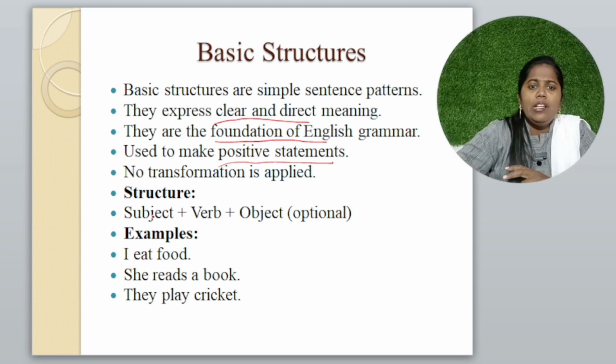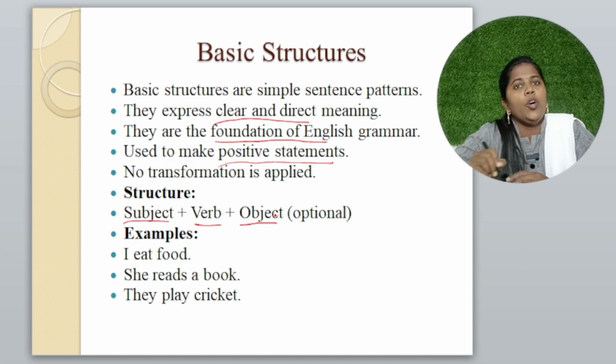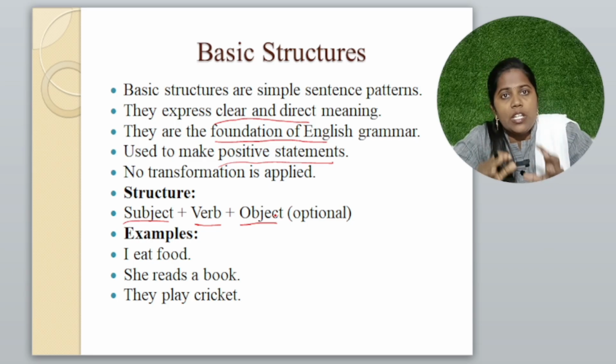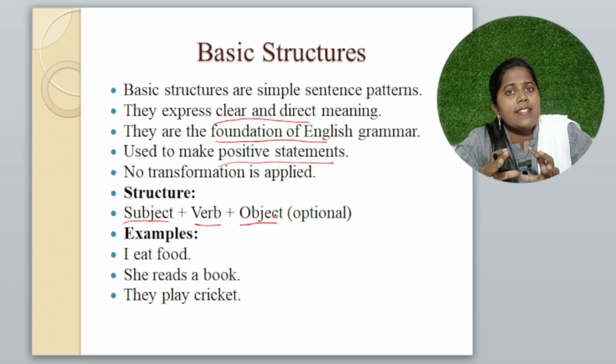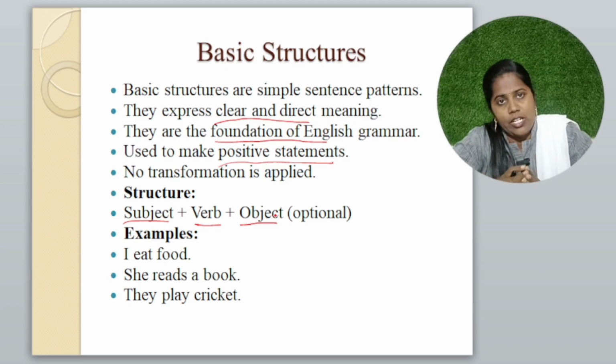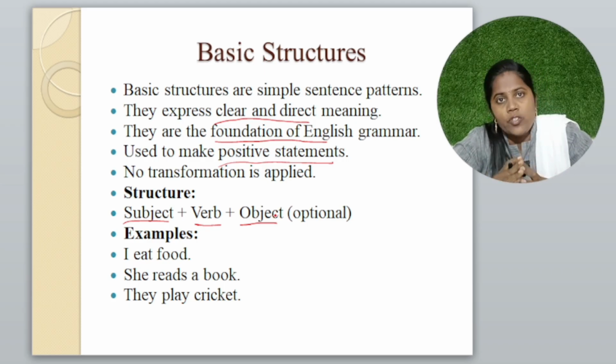For example, see, what is the structure of this basic structure? See, only subject, then verb, and then object. You can see here, subject, verb, and object. This is a very simple and straightforward order of basic structure. Means every basic structure you can find in this structure format.